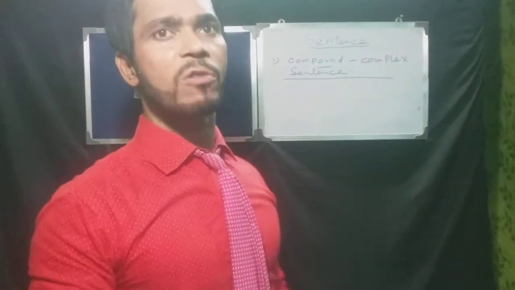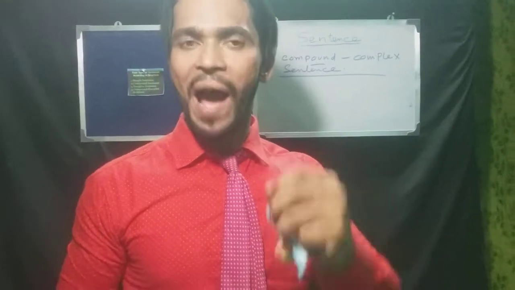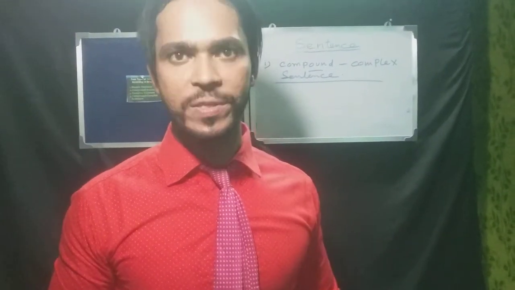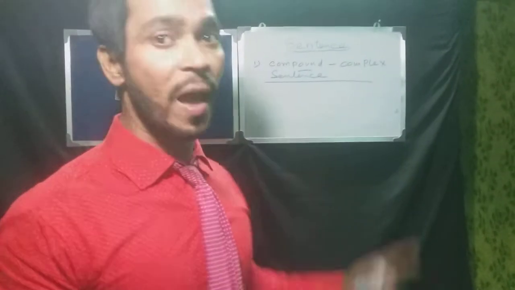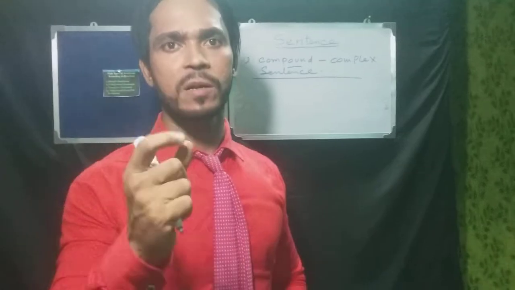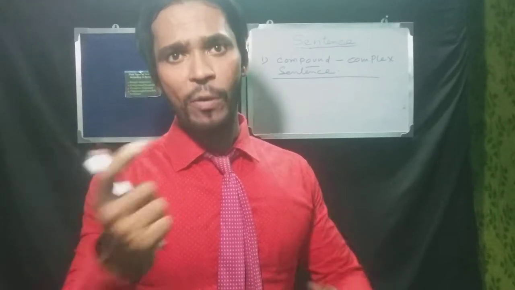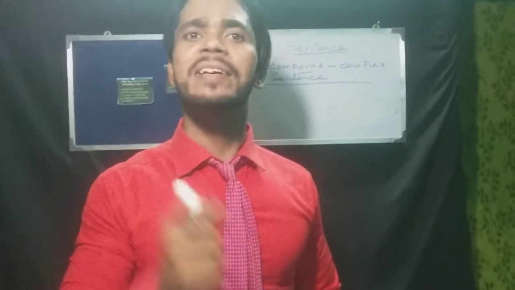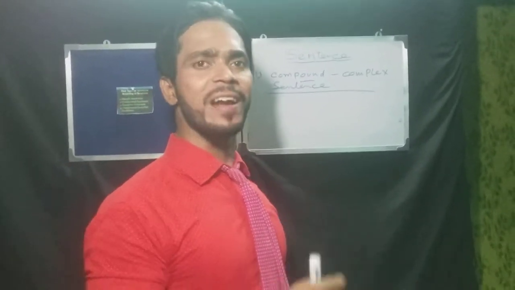Now what is a compound complex sentence? It has two independent clauses and at least one dependent clause, and it has both a coordinating conjunction and a subordinating conjunction. One sentence is joined with a coordinating conjunction and one sentence is joined with a subordinating conjunction. Let's check it out in an example.